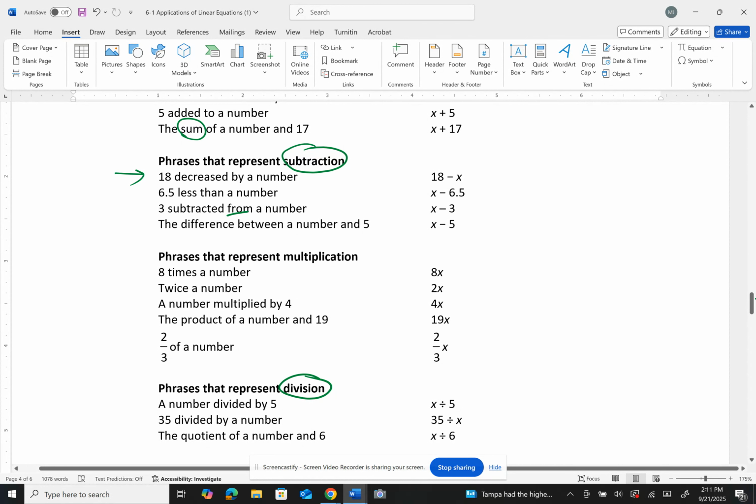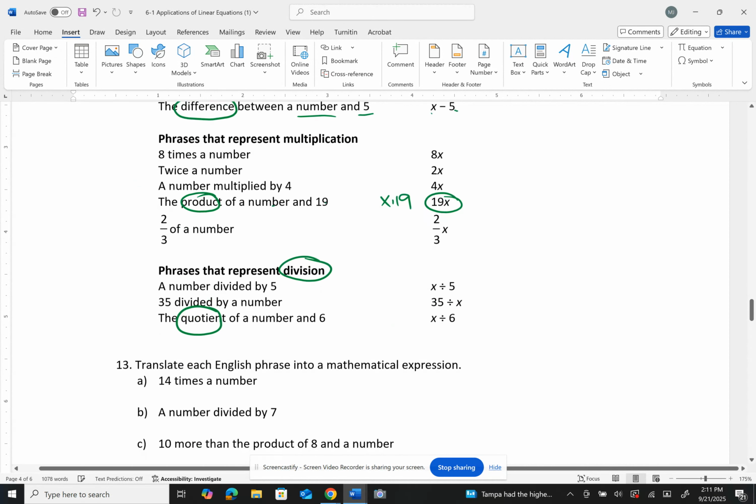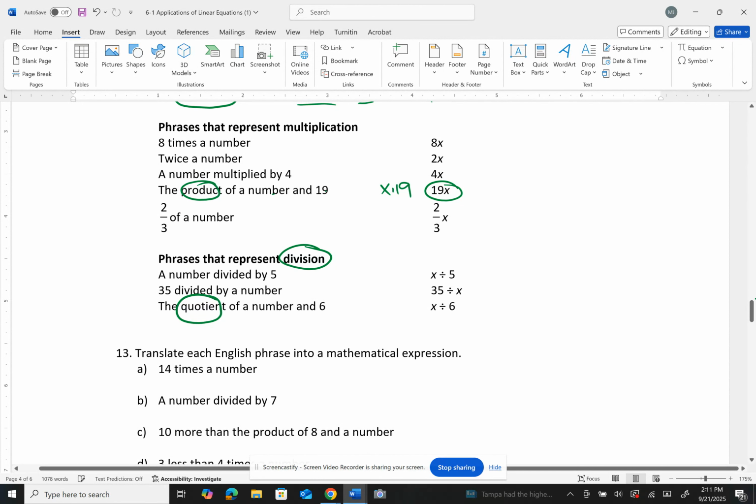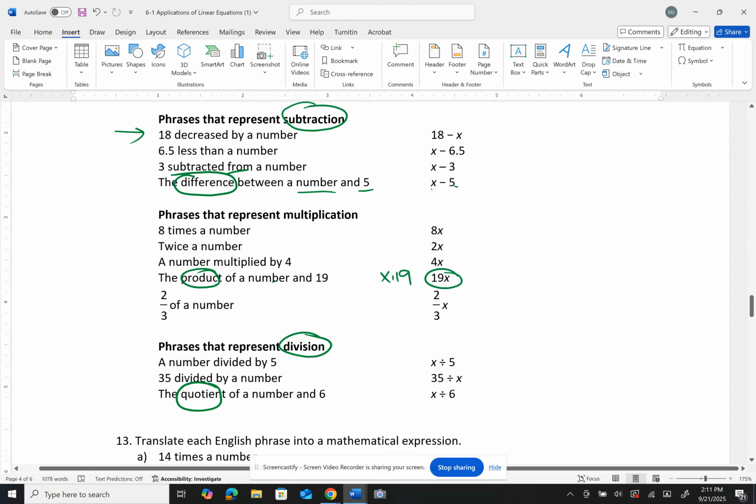And then difference is kind of like the word sum, but it means subtraction. When you're dealing with sum, difference, product, or quotient, the order you write is the order you see the word. So the difference between a number and 5 would be x minus 5. The product of a number and 19 is really x times 19, but it means the same as 19x. The quotient of a number and 6, x first divided by 6, okay?